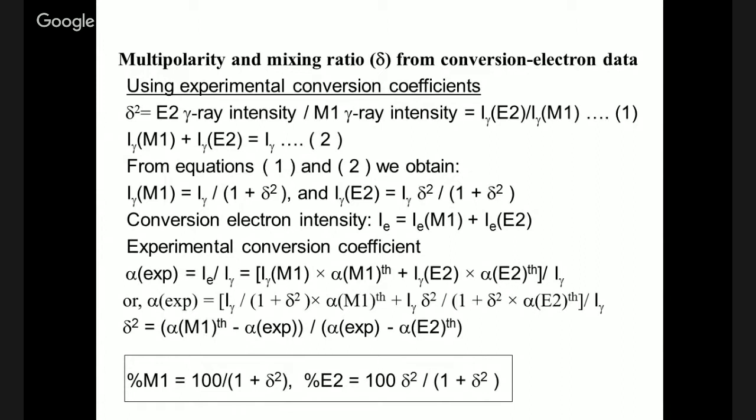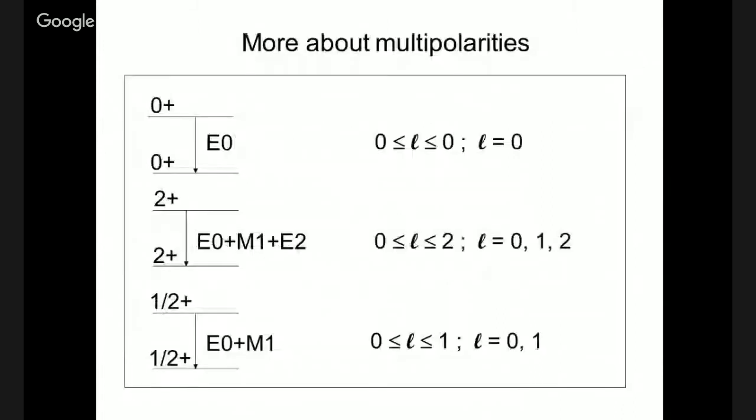Sometimes authors do not give this. They say it's M1 plus E2, but it's our work to go over this and determine how much is the percentage. Some authors, all they want is to publish their paper with, say, M1 plus E2, and that's it. But if the data are there, we have to try to get those values.